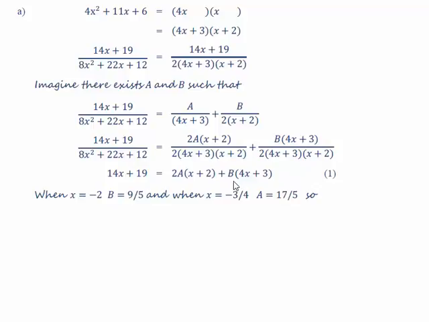The next thing is to let x equal minus 3 over 4 to make this bracket become 0, and when I do that I get the value of a to be 17 over 5, which means that I can now write the partial fractions as 17 over 5 plus 9 over 5, but remember there's the other 2 there, so it becomes 9 over 10(x plus 2), and that's the answer to part A.